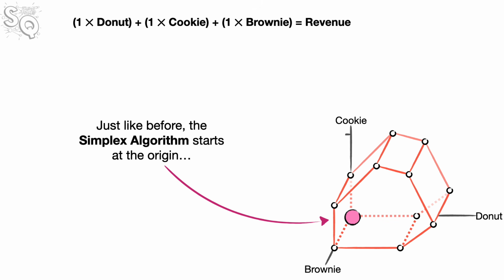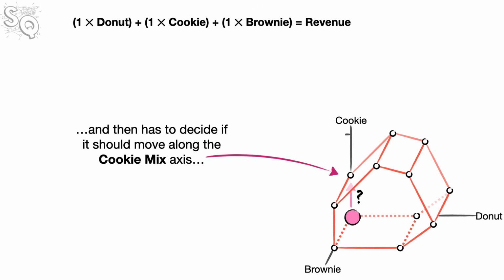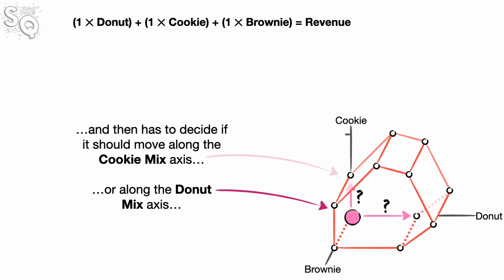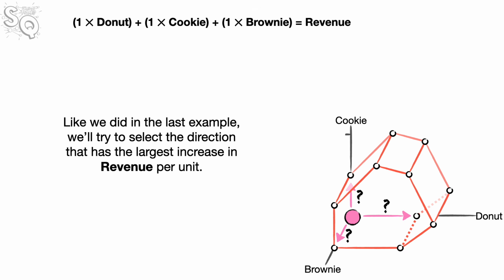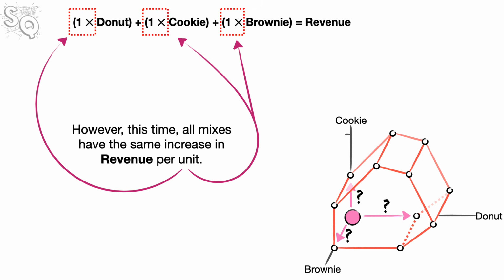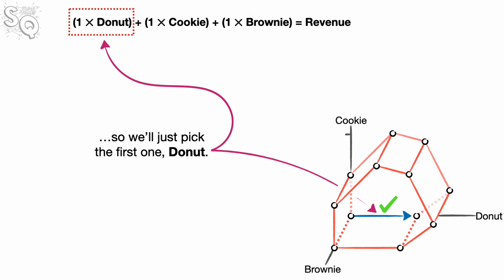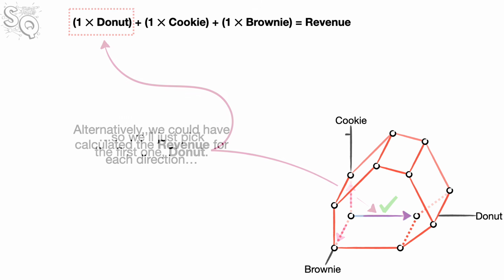Just like before, the Simplex algorithm starts at the origin and then has to decide if it should move along the cookie mix axis, or along the donut mix axis, or along the brownie mix axis. Like we did in the last example, we'll try to select the direction that has the largest increase in revenue per unit. However, this time, all mixes have the same increase in revenue per unit. So we'll just pick the first one, donut.